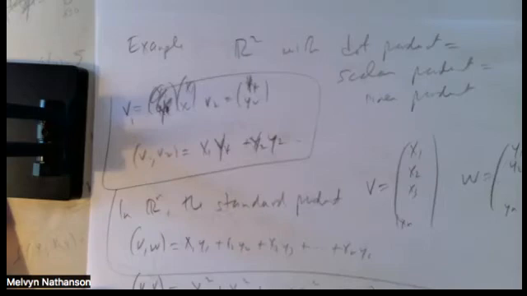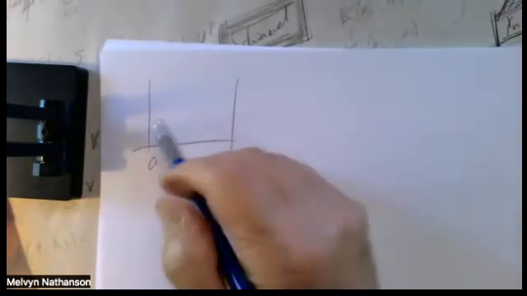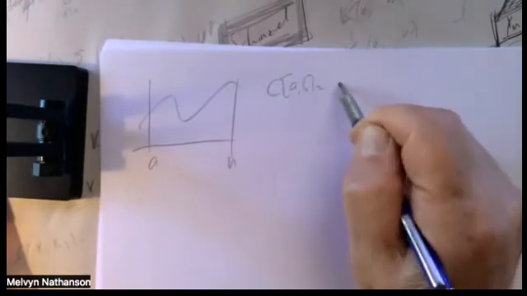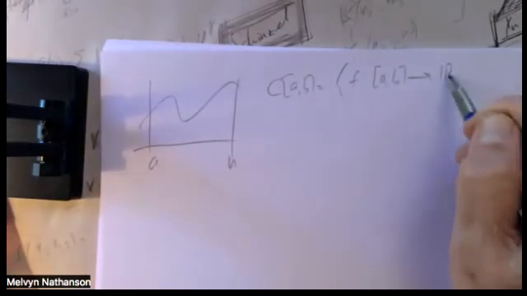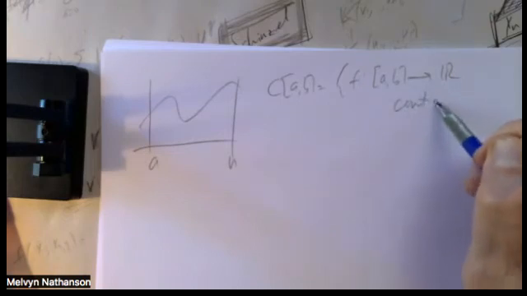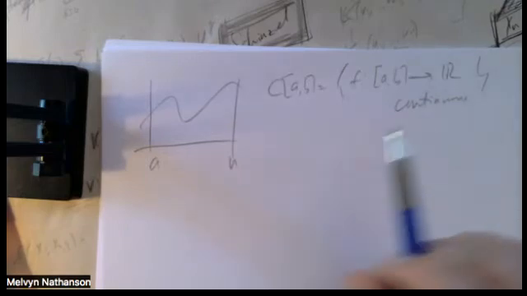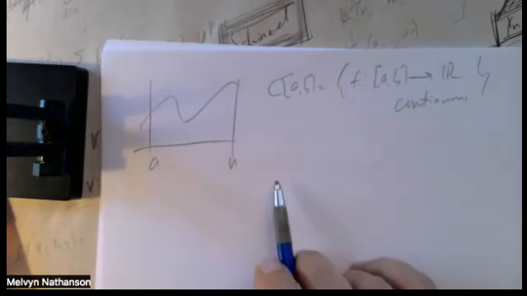Let's take another example from calculus. Suppose we have the interval from a to b, and we look at all functions, and this is C[a,b], all real valued functions f that are continuous. So they teach you in calculus that the sum of continuous functions is continuous, so this is a vector space.